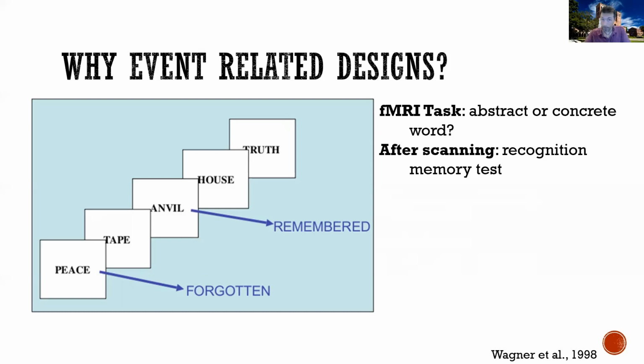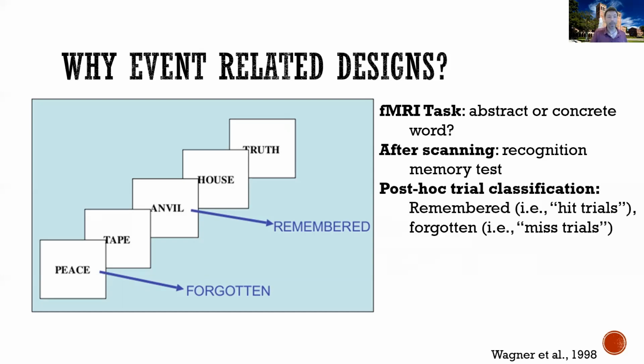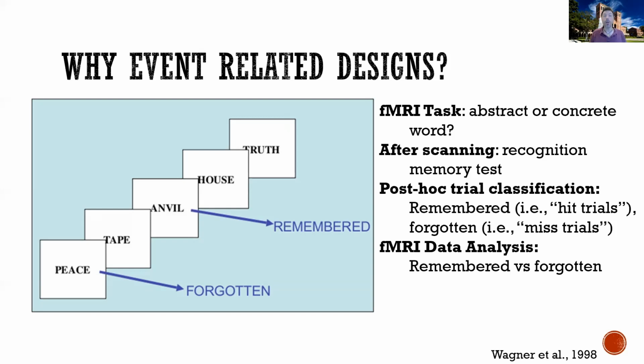And so once that happened, as the experimenter, you can now sort the trials between the remembered items, those that were shown in the MRI machine and that the participant correctly said, I remember this one, so a hit, and the forgotten trials where although the word was shown inside the MRI machine, the participant didn't remember it and thought it was a new word, or a miss. And now you can allocate individual trials to condition A, remembered, or condition B, forgotten. And now you can do your fMRI analysis of interest, which is remembered items versus forgotten items.